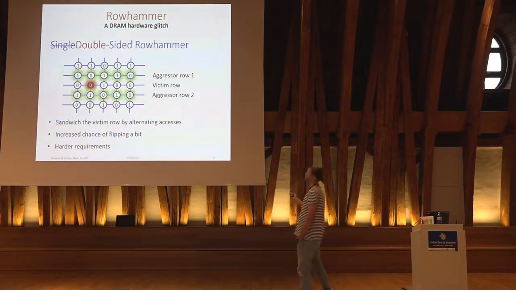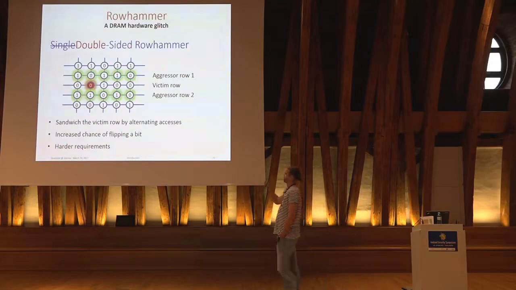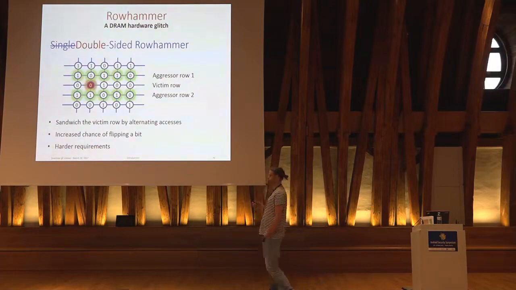So that was single-sided Rowhammer. There's also double-sided Rowhammer, and in this scenario, you're reading from 2 rows again, but now these 2 rows are sandwiching your victim row, and it turned out that this will give you more bit flips, and easier or faster. But as I will explain in a minute, it's a bit harder to do double-sided Rowhammer because you have a couple more requirements.